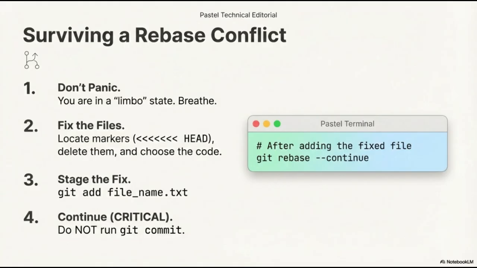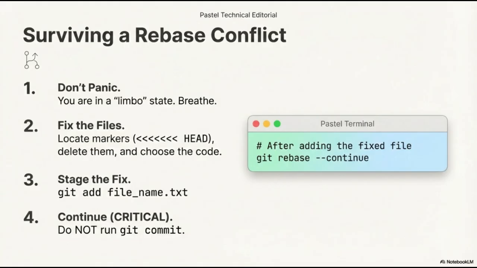Once the files are corrected, you must stage the fix. Run the command git add, followed by the name of the file. This informs Git that the conflict in that specific file has been resolved. Finally, and this is critical, run git rebase --continue.